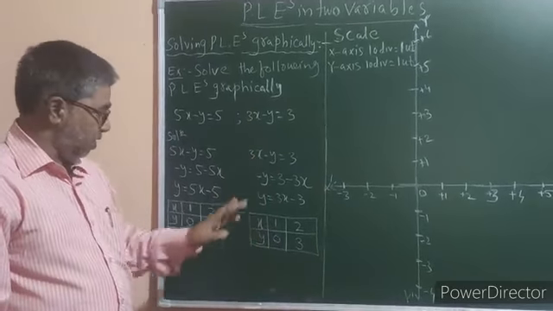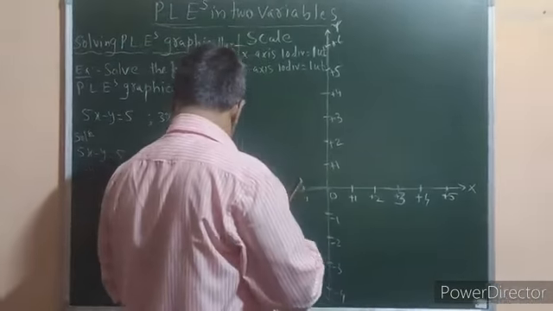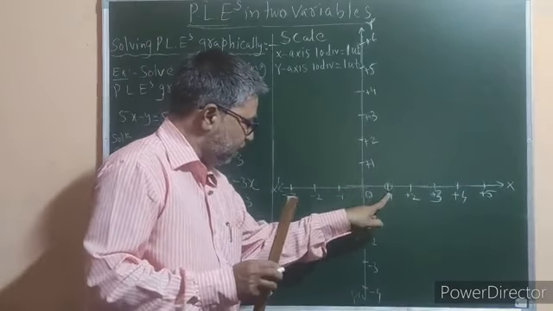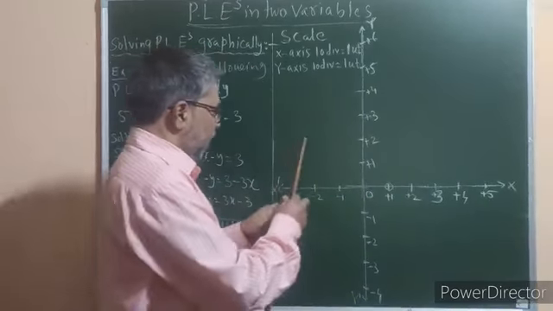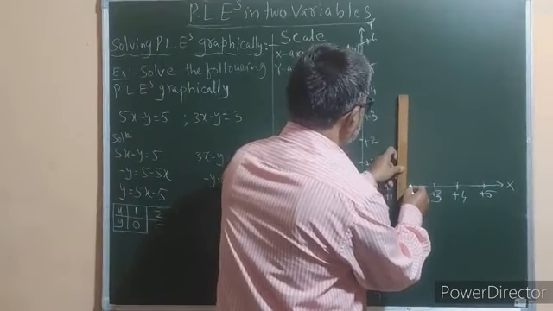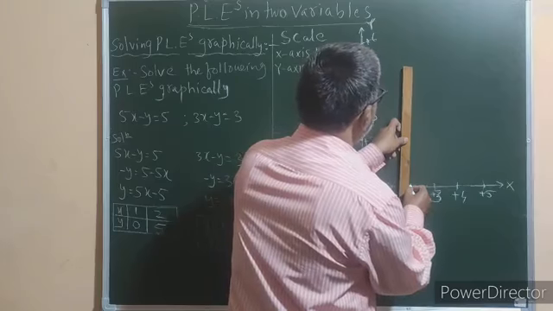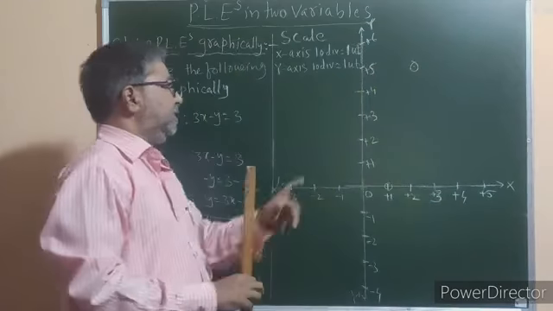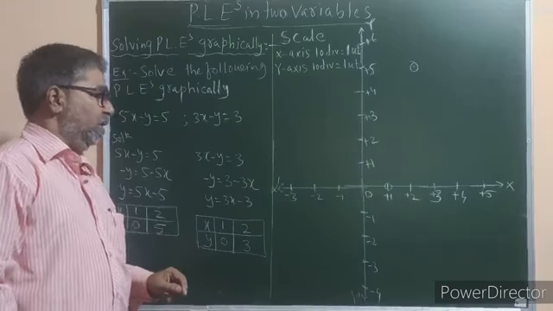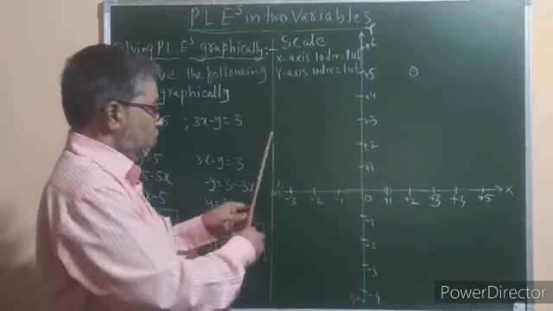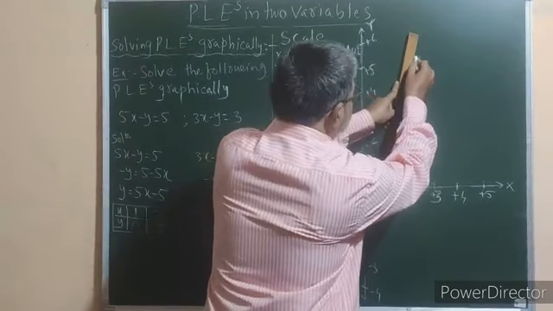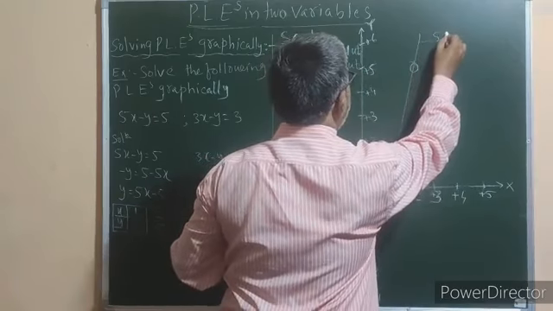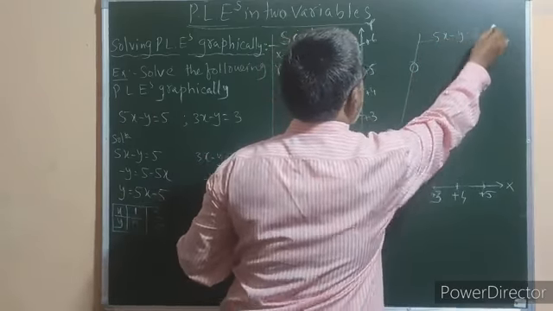Now let us plot these points. First pair is (1, 0). (1, 0) means this point, x is 1, y is 0, the same point. Then (2, 5). 2 is here. Go vertically upward till you get 5 on the right side of the y-axis. This is the point, showing the abscissa and ordinate as 2 and 5. Draw a line joining these points. Okay, so this is the linear graph of the equation 5x minus y is equal to 5.